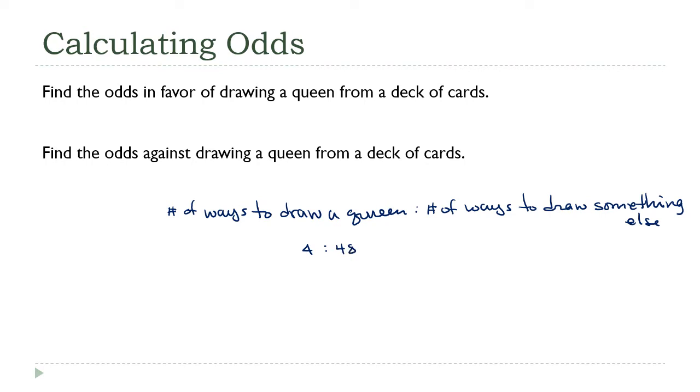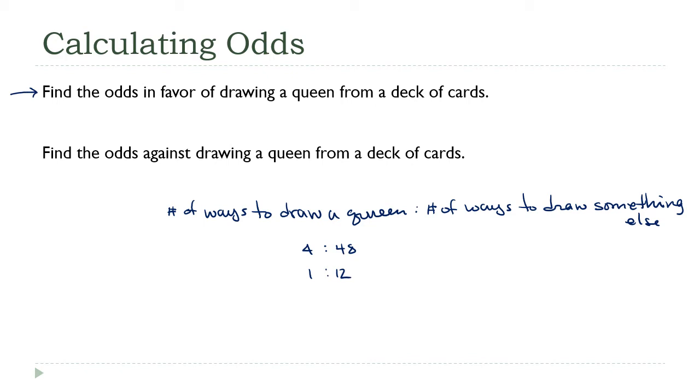And again, we're going to leave it as a ratio, but we still should reduce it. So if I divide both of these by 4, I get 1 to 12. In other words, one card is a queen for every 12 cards that aren't. So that's the first one. Now, how about the second one?